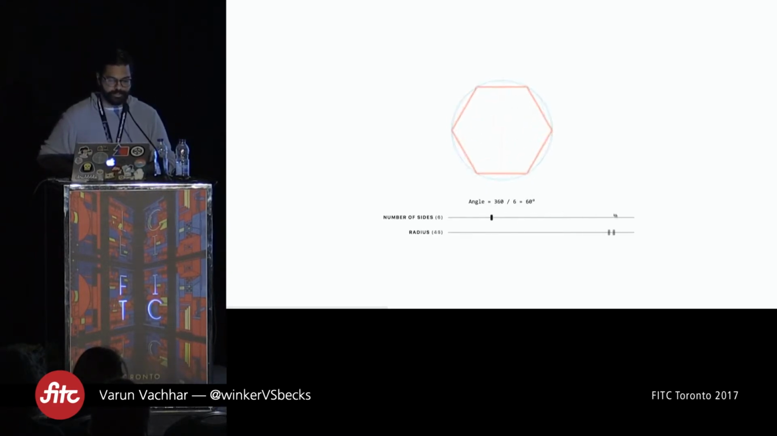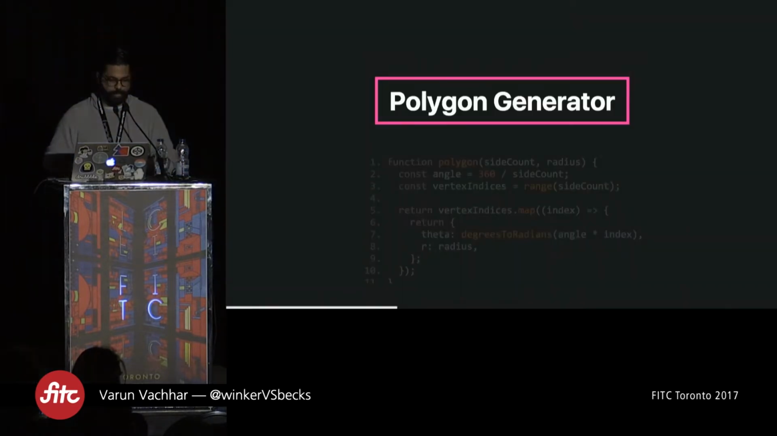And then the radius simply controls how big or small that shape is. So now we're starting to get somewhere, right? We're starting to create geometry dynamically. So how would you go about doing something like this? Well, for that, I'm going to walk through a little bit of code for a polygon generator.